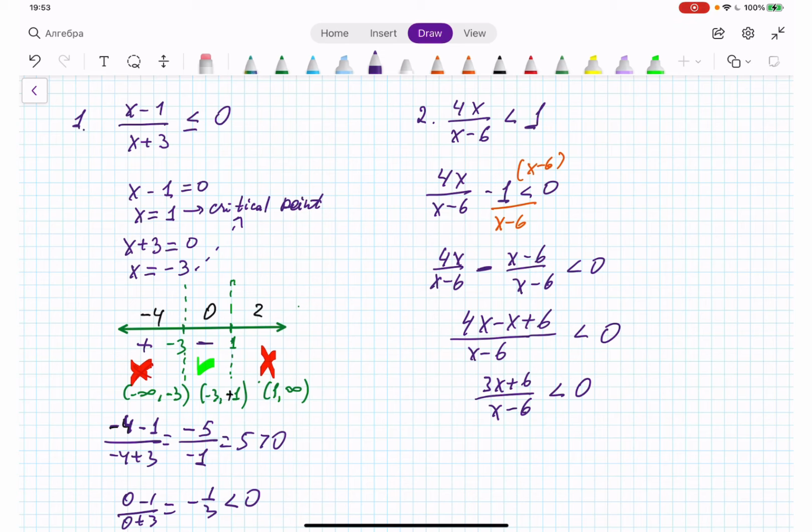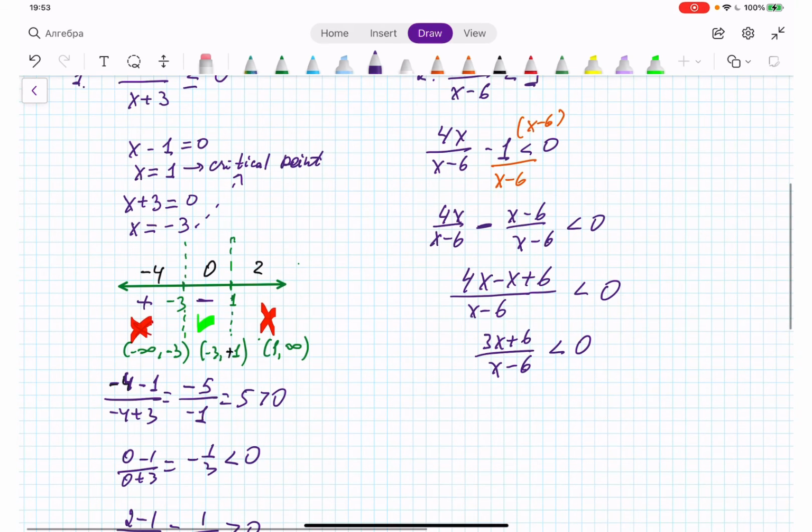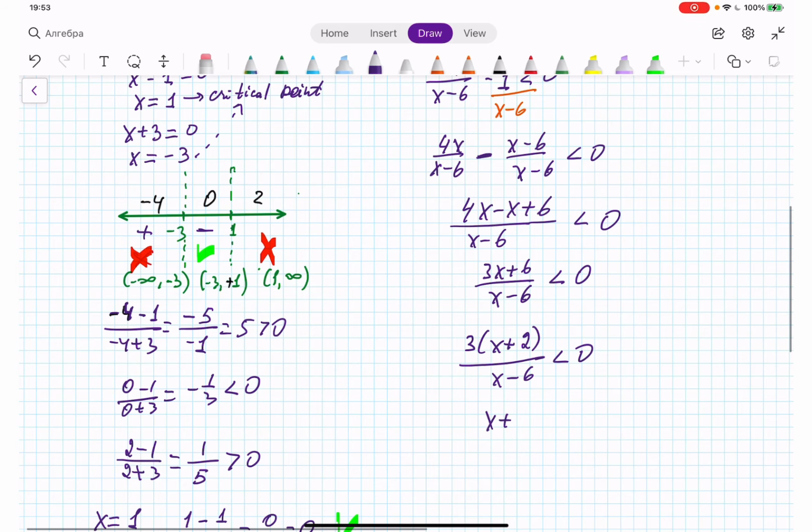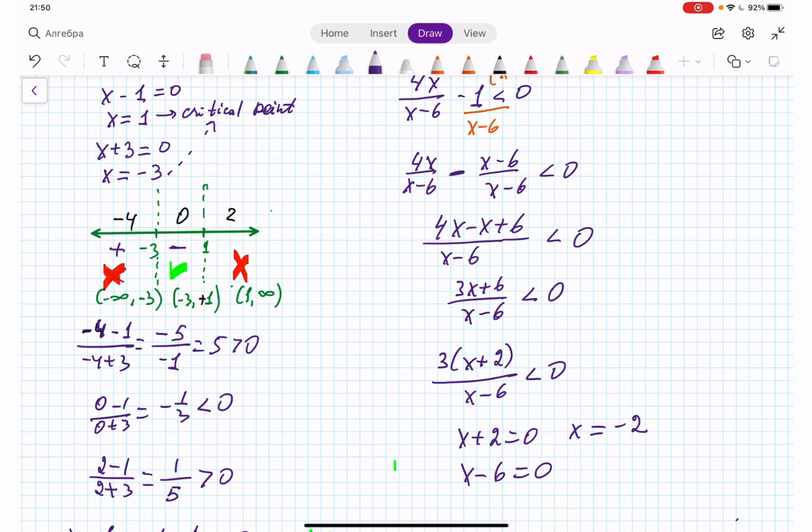Okay, now once we have this, let's identify a critical point. In the numerator I can take 3 out. It will be 3 times x plus 2 over x minus 6, less than 0. So one point is going to be x plus 2 equals 0, x equals negative 2, okay? And the other point, x minus 6 equals 0, and x equals positive 6.